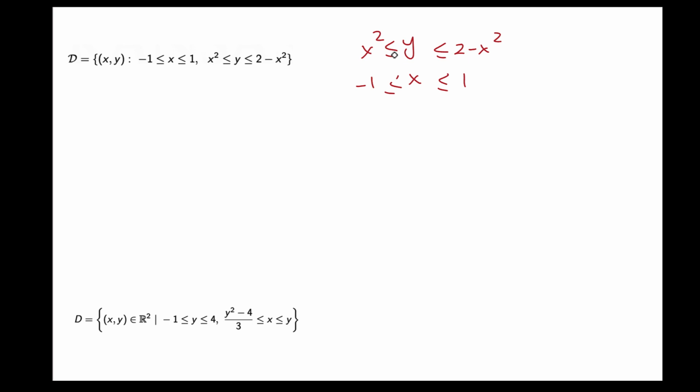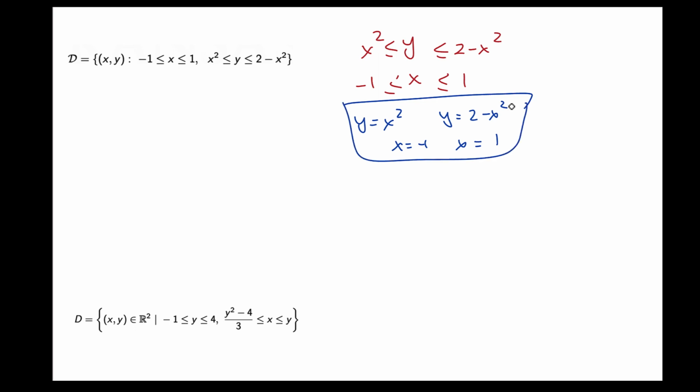Take that inequality, make it an equal sign to find the boundaries. So y equal to x squared and y equal to 2 minus x squared, and then x equal to -1 and x equal to 1. So these are the boundaries, and some of them may be included in there, some of them may not be. Let's graph x and y. The point is to see what region this inequality is going to tell us.